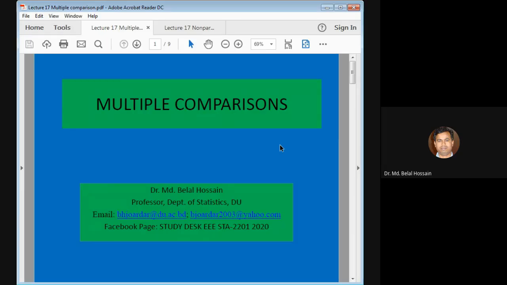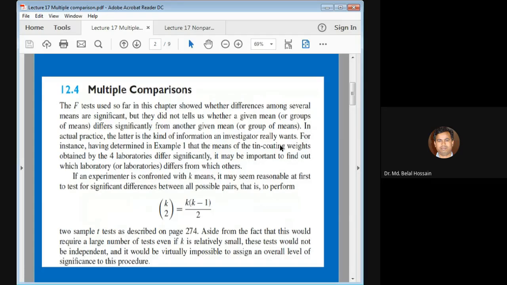A multiple comparisons test all possible pair. So if you have 3 means, then we have 3C2, 3 combination 2, so 3 pairs. If you have k means, that is k groups, then we have kC2, so k into k minus 1 by 2. That will be the number of pairs we want to test.